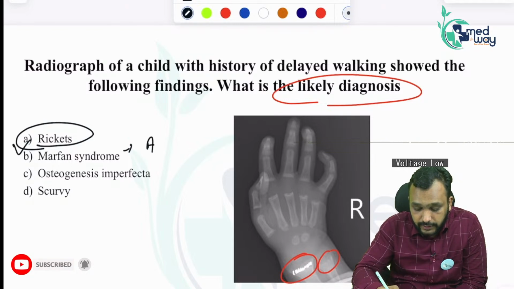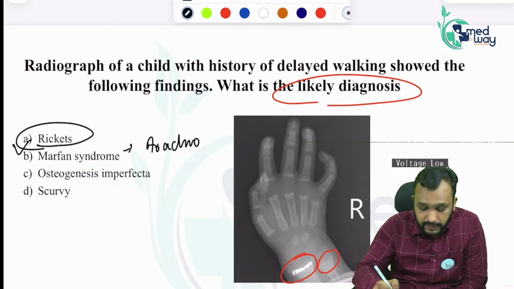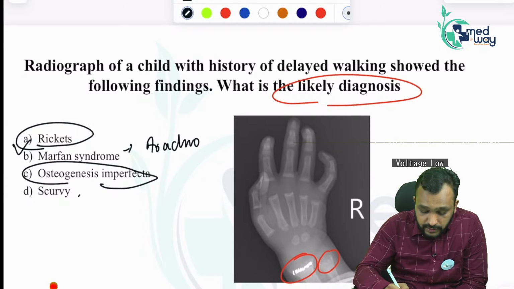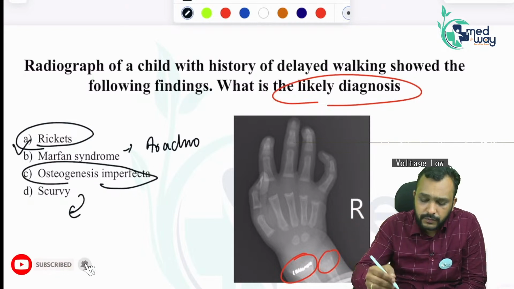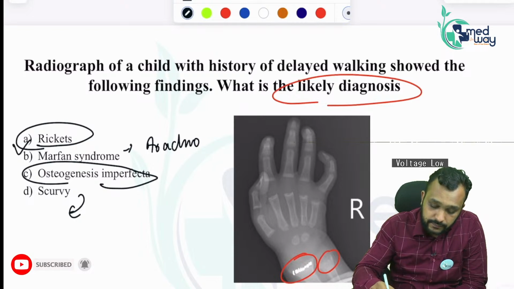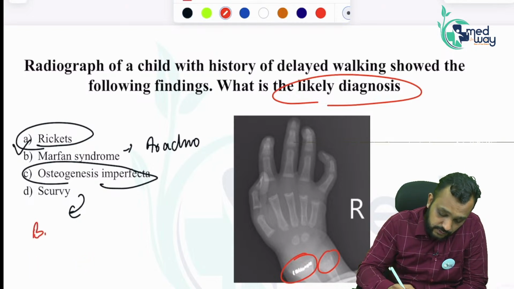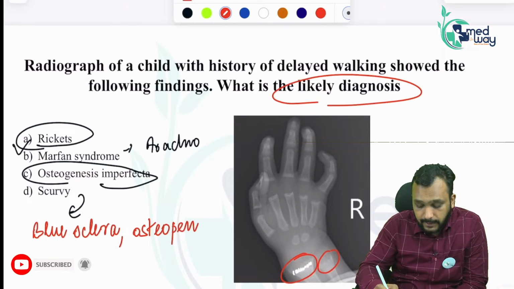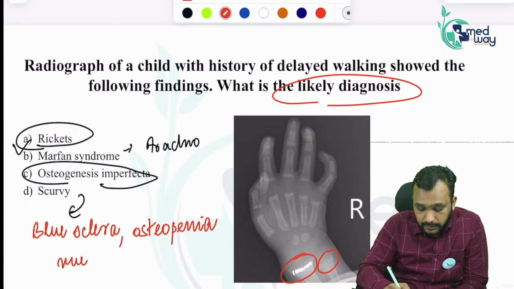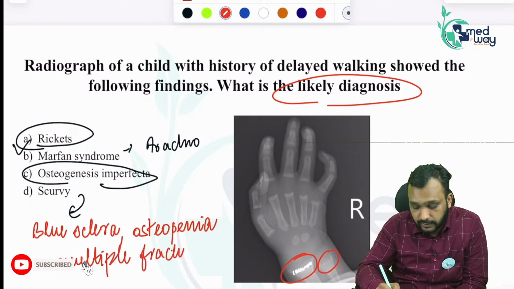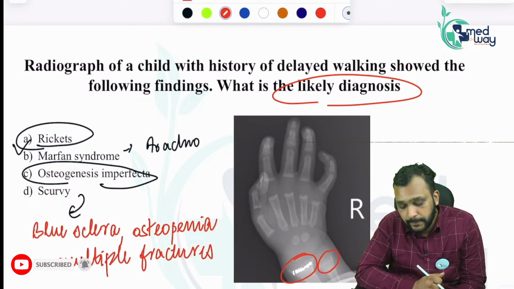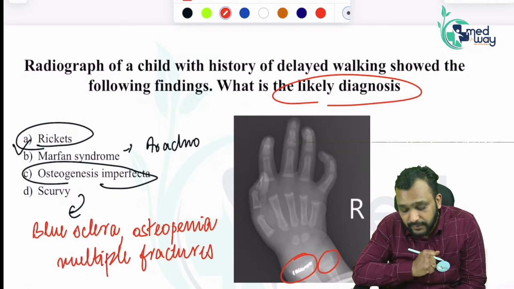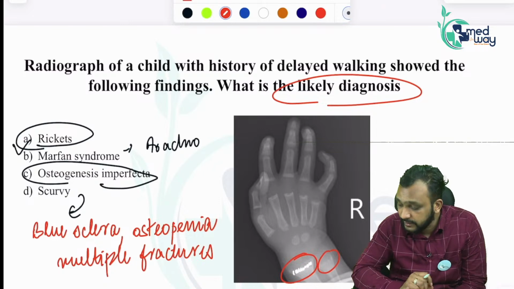Marfan syndrome, I have already told you, you are going to see arachnodactyly. Talking about osteogenesis imperfecta. So in osteogenesis imperfecta, you will see that the patient is having blue sclera, there will be osteopenia, and you will have multiple fractures in the various bones. So this will be the characteristic finding as far as osteogenesis imperfecta is concerned.